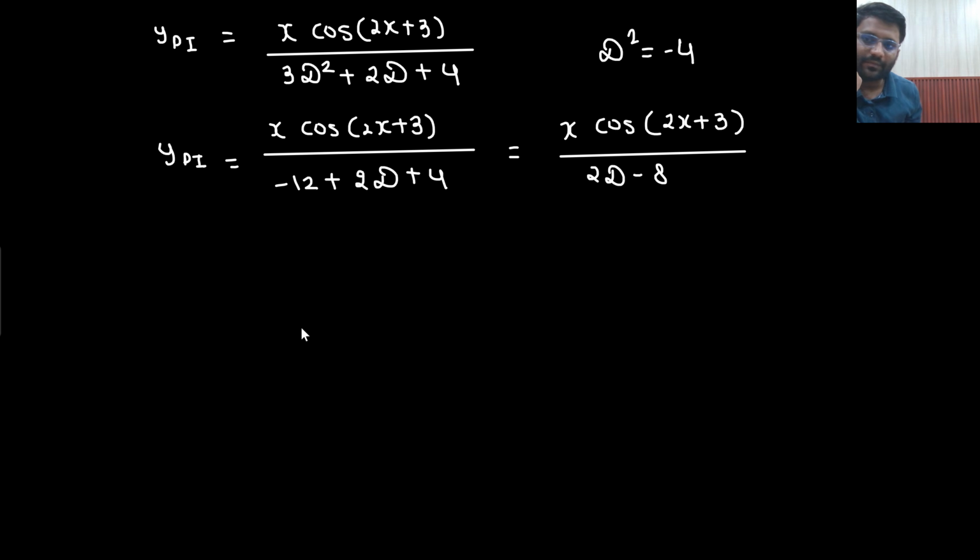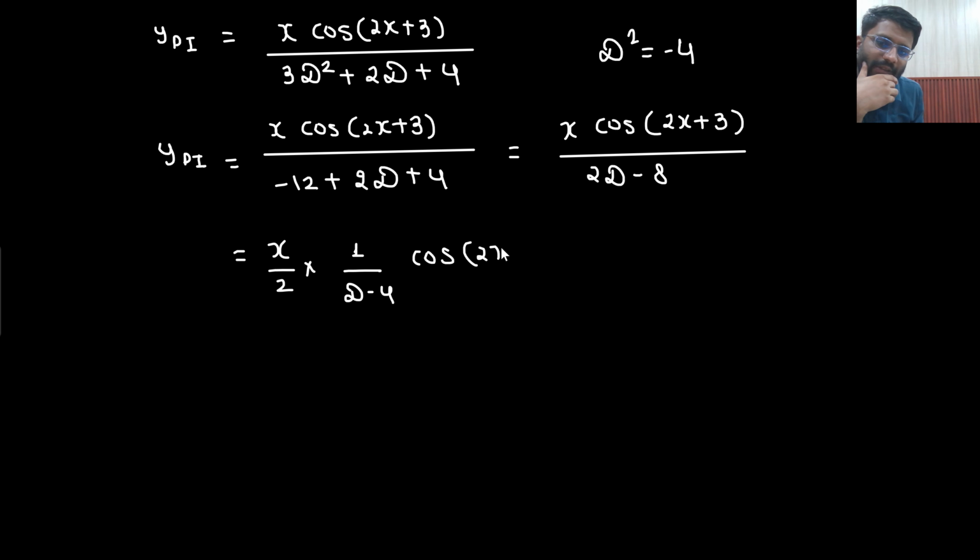Right? So what we will do? So 2 I can take outside. So x by 2 it will become multiplied with 1 upon d minus 4. How can I take x outside? Because, sir, this is something that we multiplied. If we multiplied it, then you can take it as a constant. So d minus 4 cos of 2x plus 3.